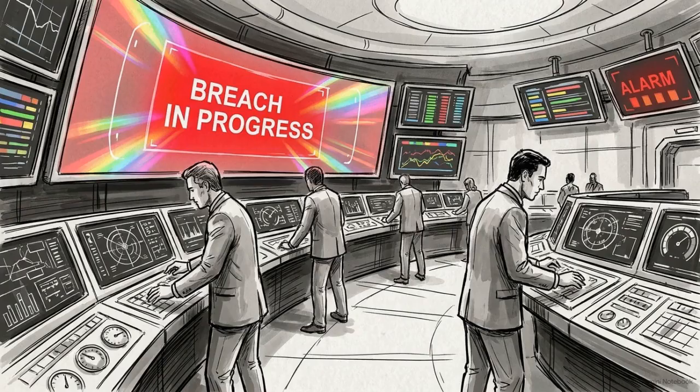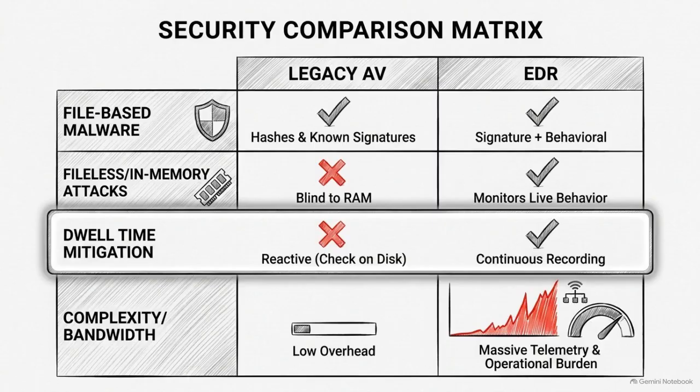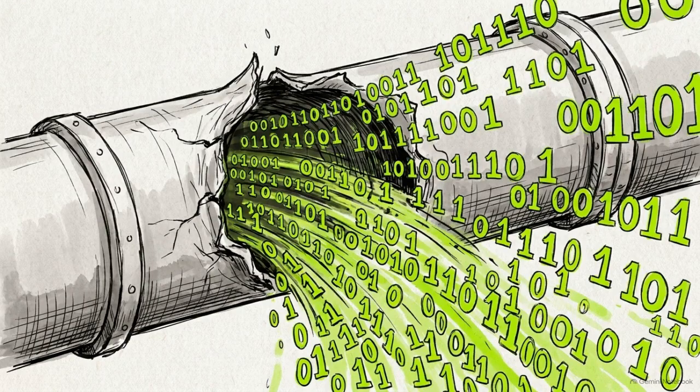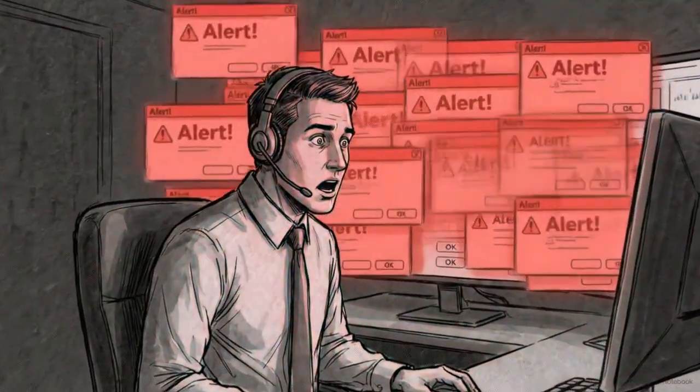EDR operates on the assumption that a breach is inevitable. It moves the focus away from the perimeter and toward the continuous, second-by-second monitoring of every device on the network. This matrix shows the objective change. EDR prioritizes minimizing dwell time, the window an attacker has before detection. But achieving this visibility requires recording every process, generating massive telemetry data, and a heavy operational burden. EDR gives you total visibility, but it also gives you a fire hose of data. Without a plan to manage that information, your security team will be paralyzed by the volume of it.